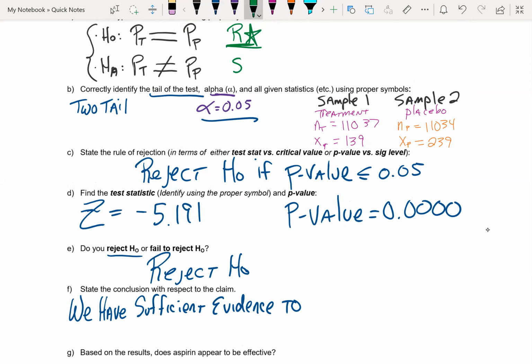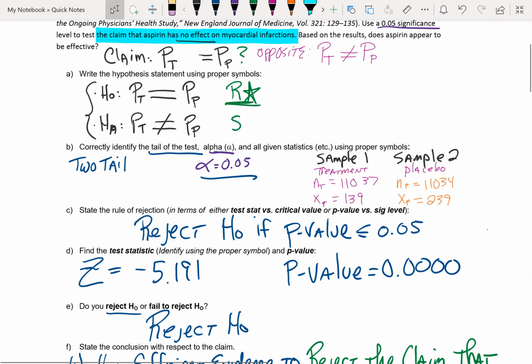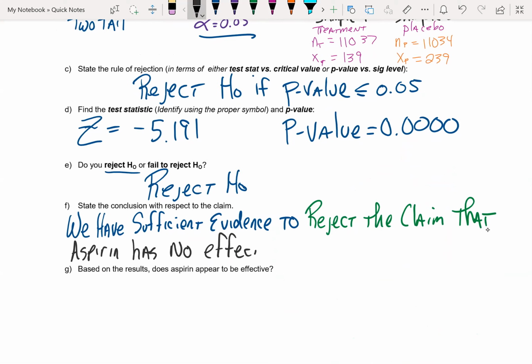and then our next part comes from what part of the hypothesis statement represents the claim. That's what the R and the S were about. So R is for reject. So it's reject the claim that. And then the very last part of our conclusion is just going to be a literal cut and paste of what the claim was. And that's aspirin has no effect on myocardial infarctions. So let's read back over that in its entirety. We have sufficient evidence to reject the claim that aspirin has no effect on myocardial infarction. So we're rejecting the idea that there is no effect from the aspirin.